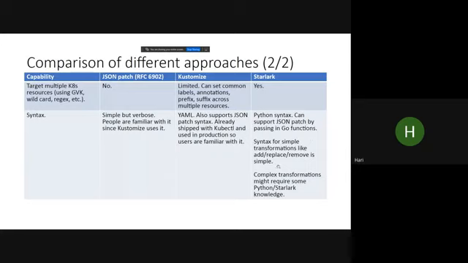And the syntax is simple for simple transformation. If you are doing just a simple replace or add or remove, it's almost as simple as JSON patch. But complex transformations might require some knowledge about Python, Starlark, so for loops and so on.